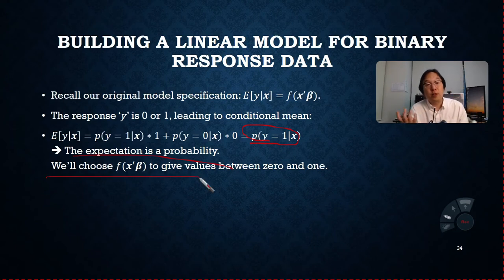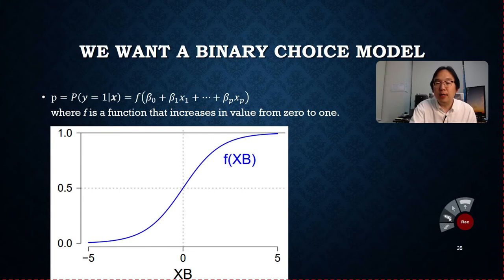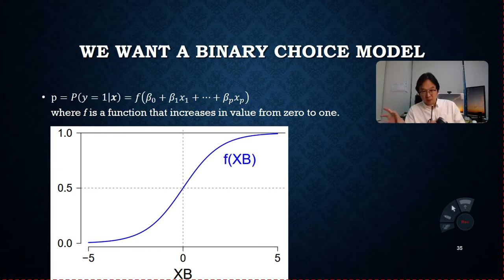We will choose the function of x times beta to give values between 0 and 1 like this. Okay? So let's go. All right. So let's say this is a conditional probability of y=1 given x values, which should be a function of all this ugly linear combination of x1 all the way down to xp with a constant, where f is a function that increases in value from 0 to 1 as your x times beta increases from negative infinity to plus infinity. Your cumulative probability starts from 0 to 1. Okay? That's what's happening over here. Your probability summation has to be 1, right? So you need some increasing function to reflect your probability increase like that.